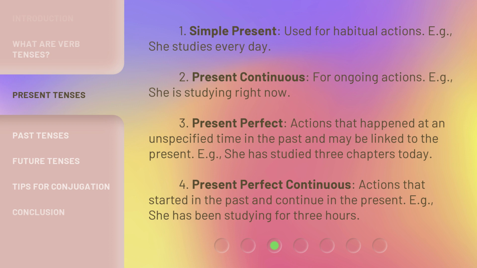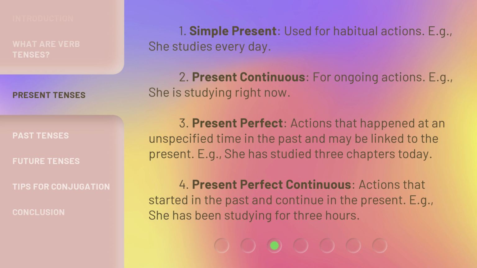1. Simple present, used for habitual actions. E.g., she studies every day. 2. Present continuous, for ongoing actions. E.g., she is studying right now.